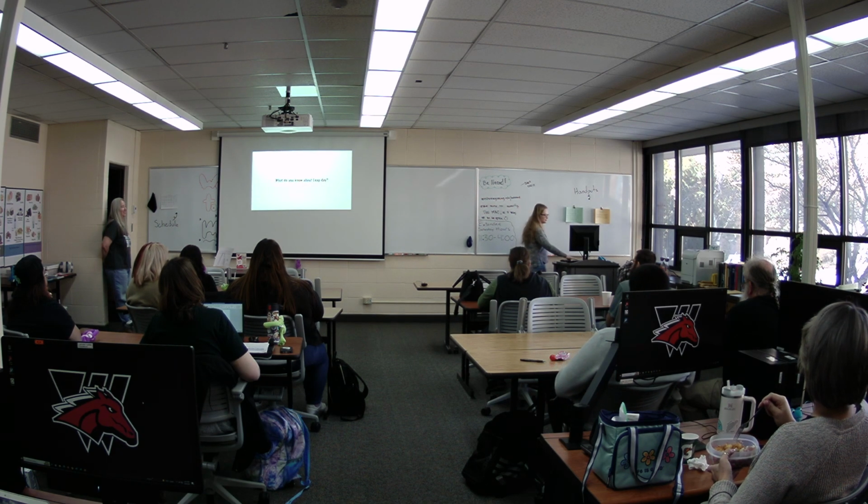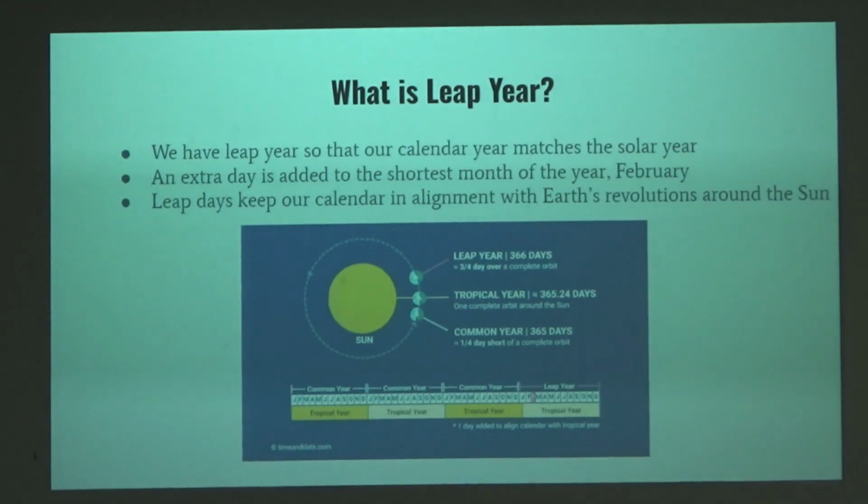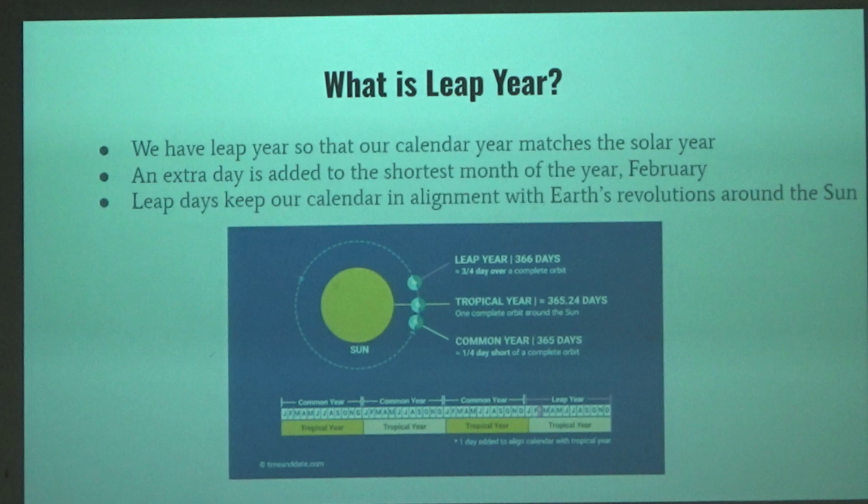So talk about that. We have a leap year so that our calendar year matches our solar year. Every 4 years, an extra day is added to our shortest month, which is February. So leap days keep our calendar in alignment with the Earth's revolutions around the sun. Nice little picture there that visually shows what that's talking about. A tropical year, our Earth's revolution, is 365.24 days, which is not quite a year and not quite a leap year, which is what we're going to get into.